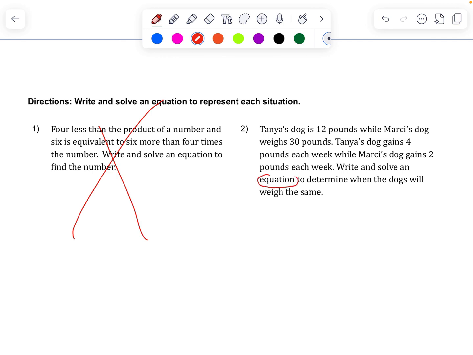So we know it's an equation. We know it's going to be an equal sign to determine when the dogs weigh the same. Okay? So we got Tanya's dog over here, Marcy's dog over there on that side of the equation. So let's focus on Tanya's dog. Currently, she is at 12 pounds. So that's straight number, 12 pounds. And then if I keep looking, Tanya's dog gains, so gains means we're going to add to that weight, 4 pounds each, right, means times, for each week. 4 times W, 4 times weeks.